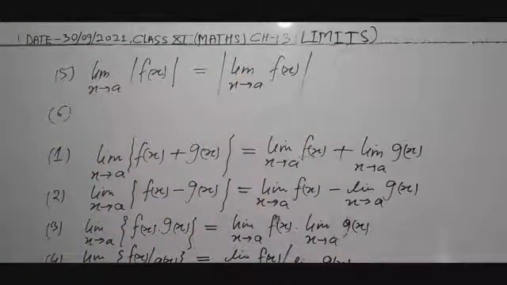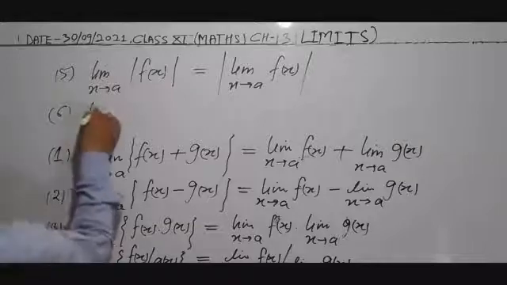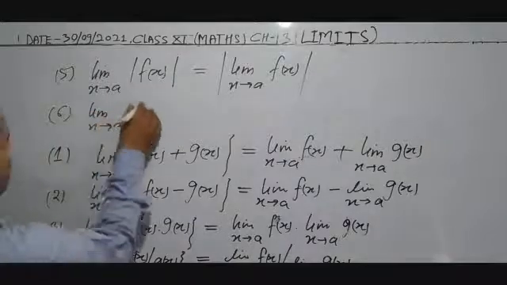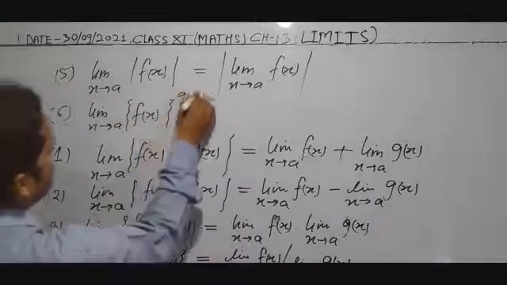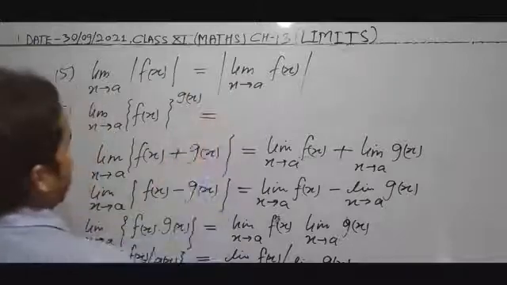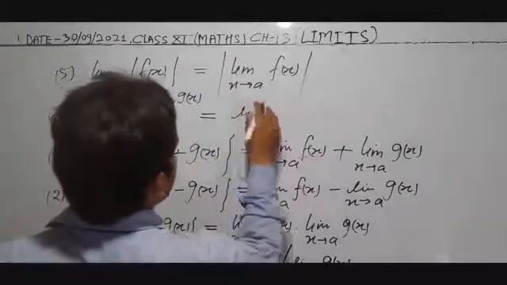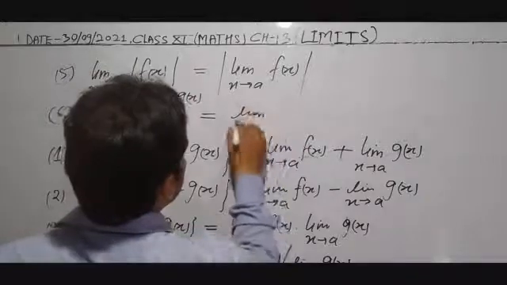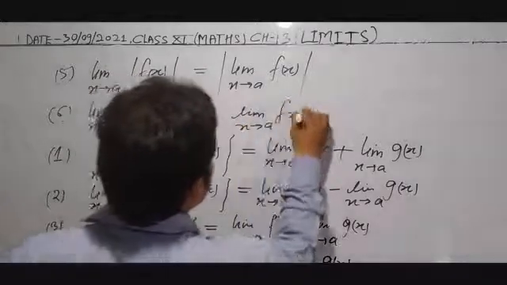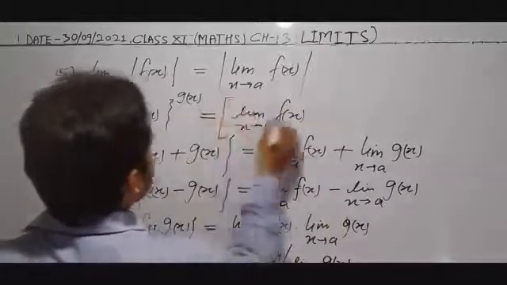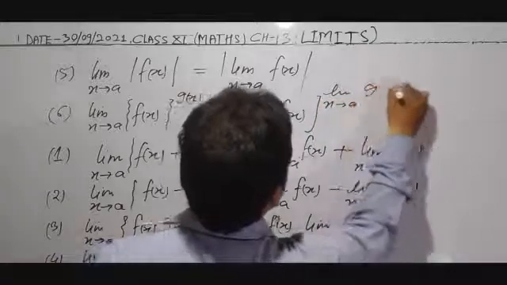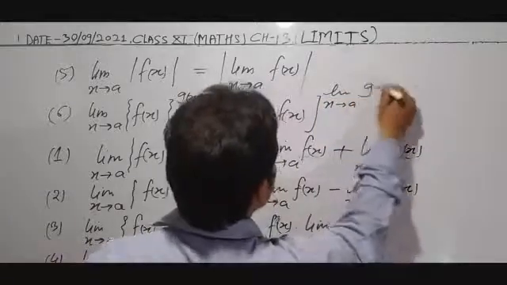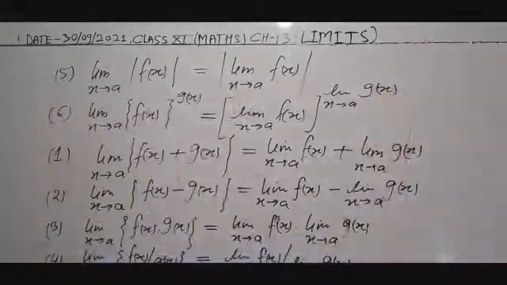Sixth formula, limit x tends to a of f(x) to the whole power g(x). We can write limit x tends to a of f(x) to the whole power limit x tends to a of g(x). This is formula number 6.